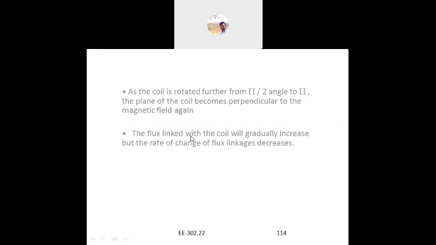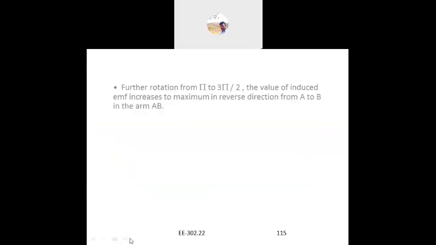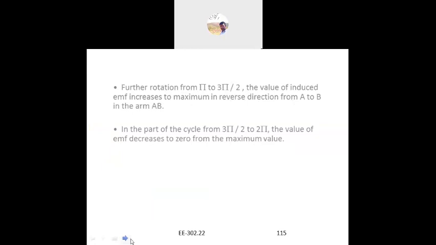So first it will be like this, second it will be in this way, and that is π/2. The flux in the coil gradually increases, but the rate of flux linkage is decreasing. Since the rate of flux linkage is decreasing, the induced EMF decreases gradually and reaches the zero position. Similarly, in the reverse direction from π to 3π/2 to 2π, the value also varies, but in the negative direction.